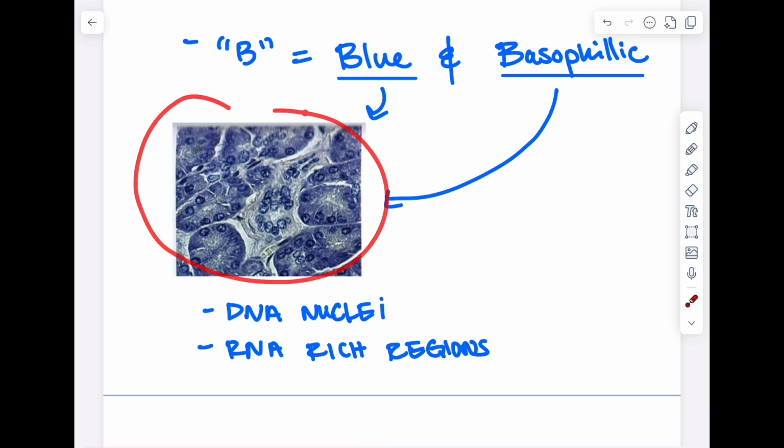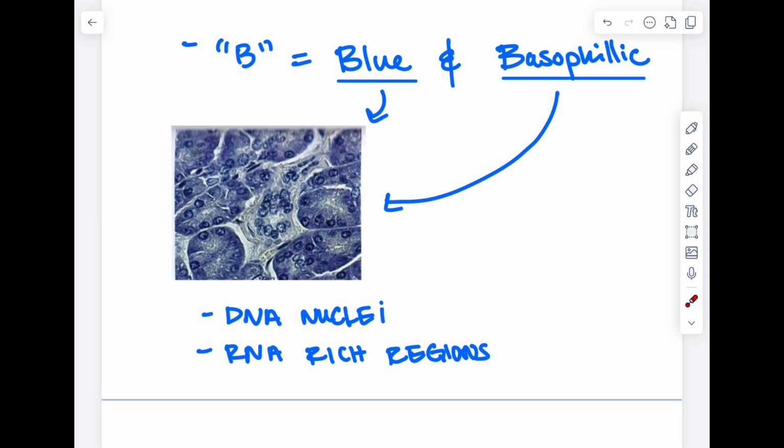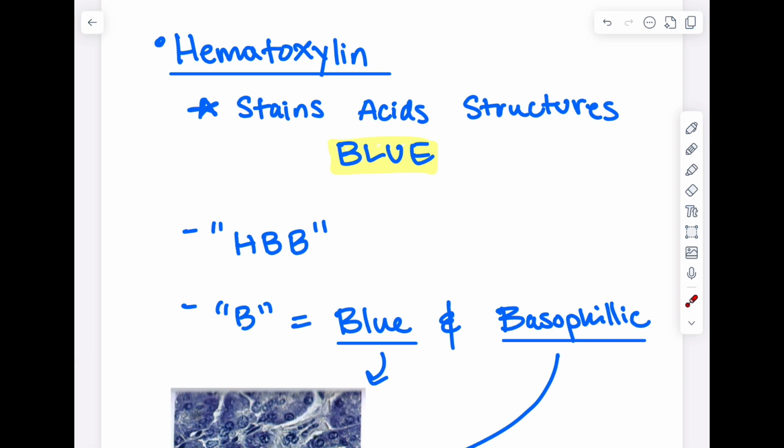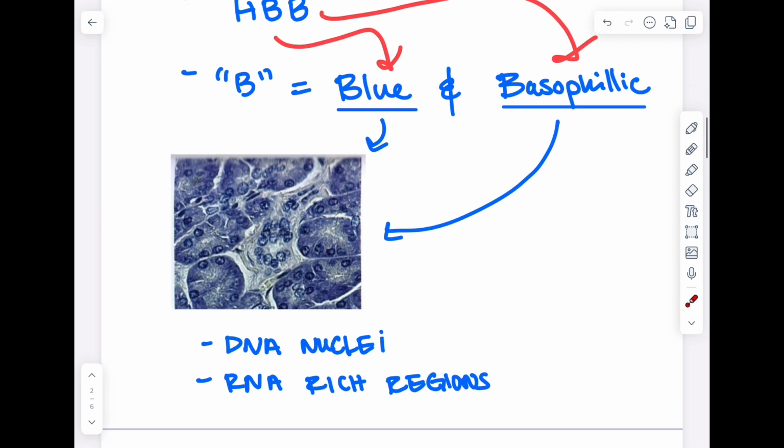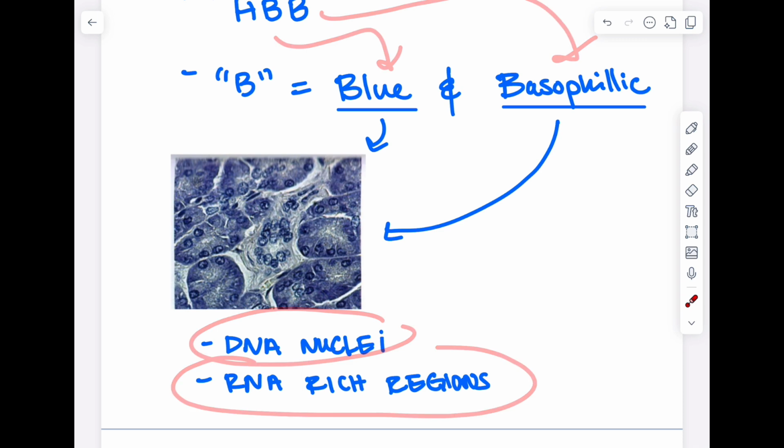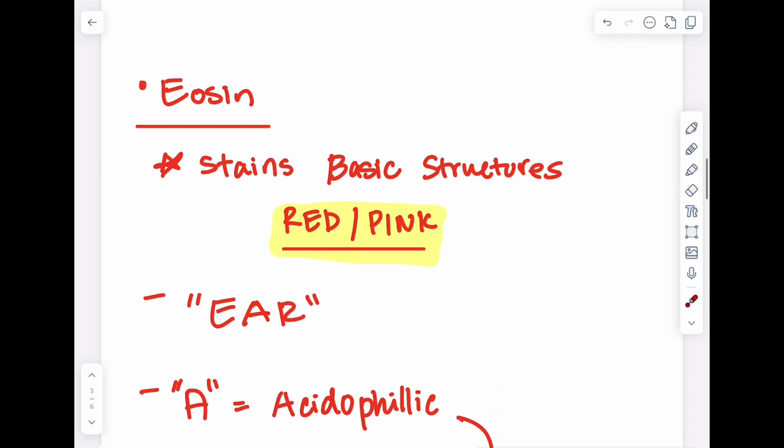And we can see this in this diagram on the bottom left right here. This is taken directly from our lecture, where we see all the acid-rich structures being dyed the color blue, okay? Commonly, the cell structures that are being stained blue are DNA nuclei as well as RNA-rich regions. Okay, so let's go over that one more time. Hematoxylin stains acid structures blue. Let's remember the mnemonic HBB: H for hematoxylin, B for blue, B for basophilic. DNA nuclei and RNA-rich regions are stained this blue color.